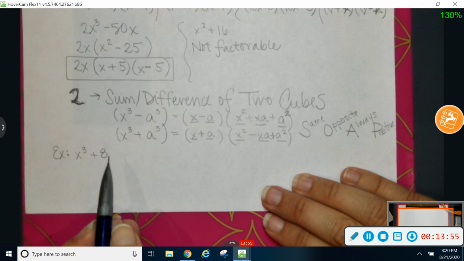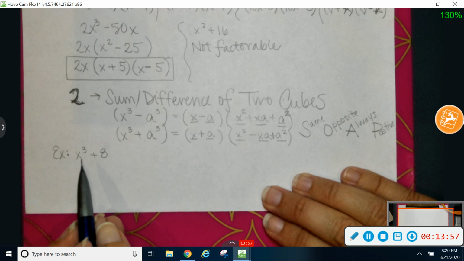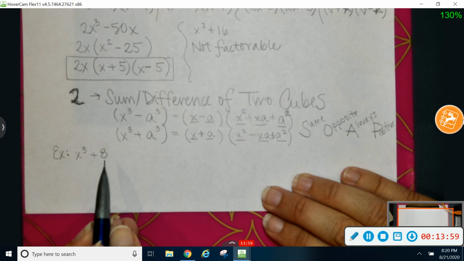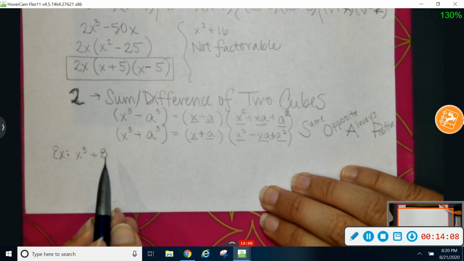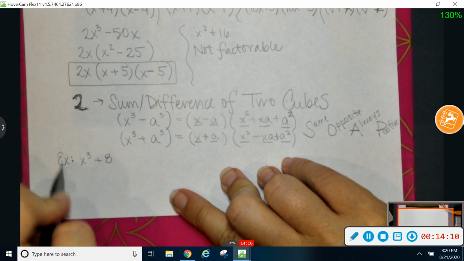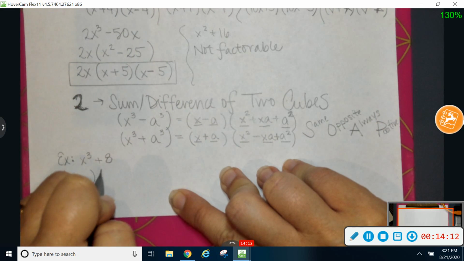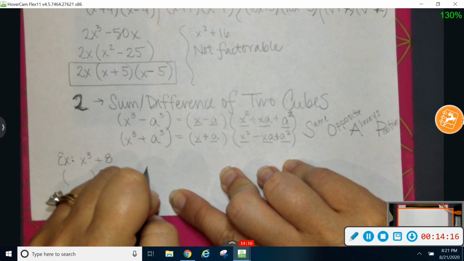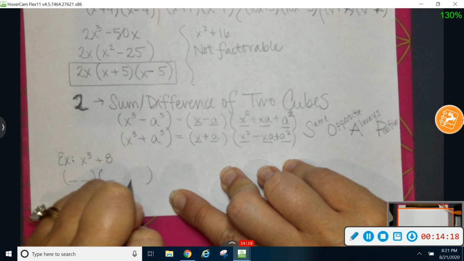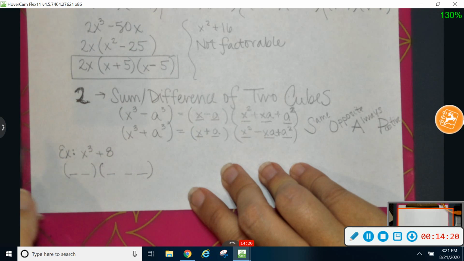Again, GCF, going through the process, no GCF. How many terms? 2 terms. Are they cubes? Are they squares? Well, this big 3 right here kind of leads us into, let's think about cubes. And yes, 8 is a perfect cube. So the only way that I can factor a sum of 2 cubes is with that binomial, trinomial pattern. 2 terms, 3 terms. So here we go.